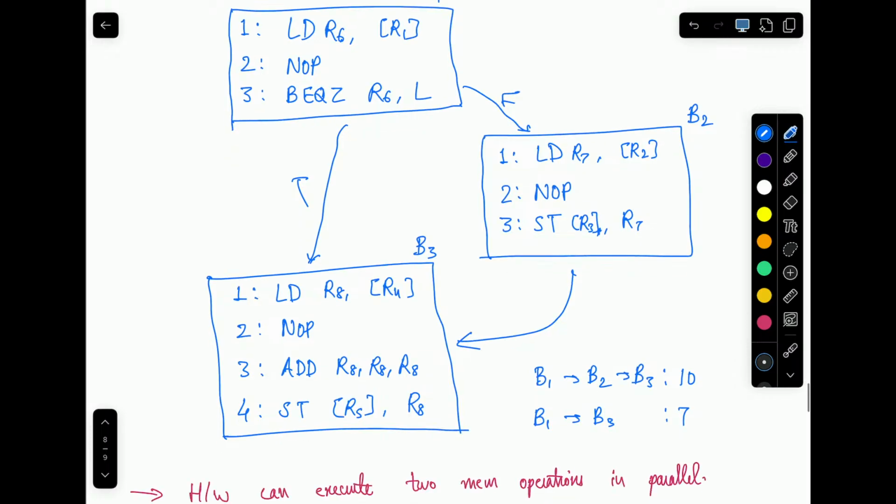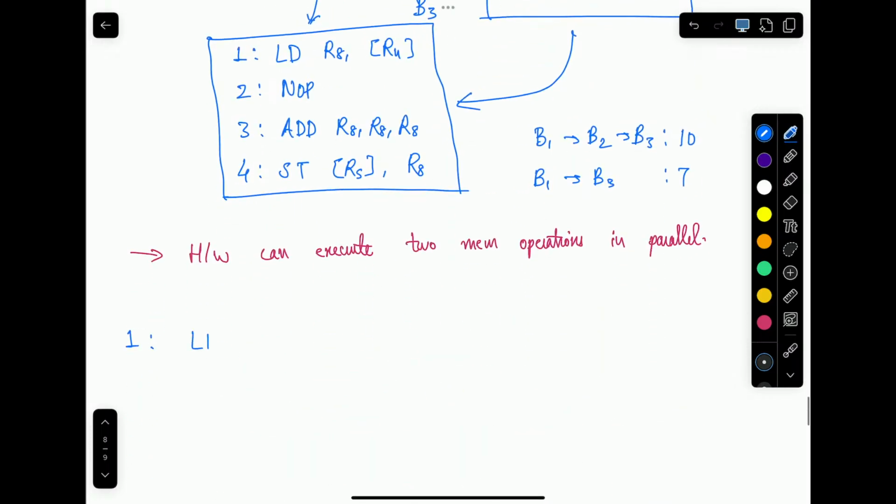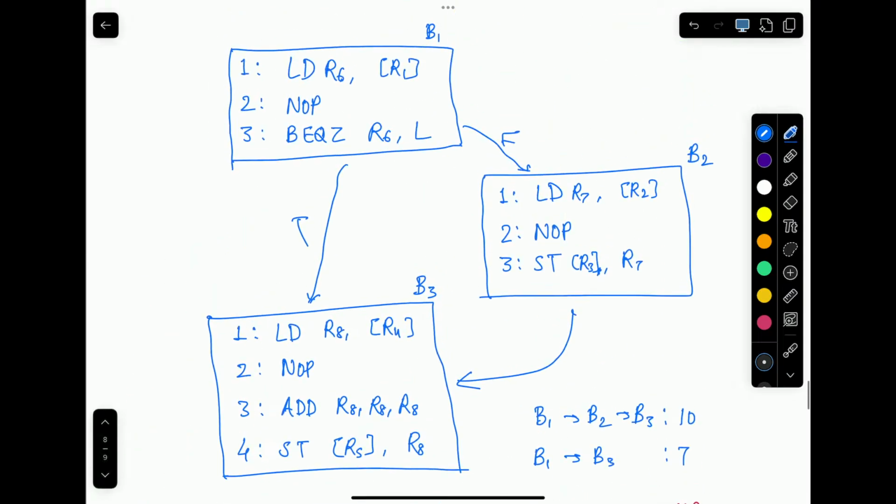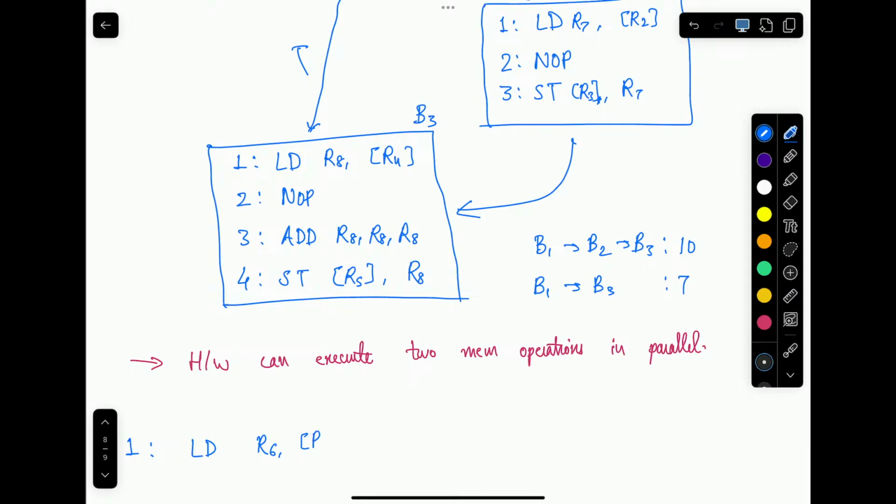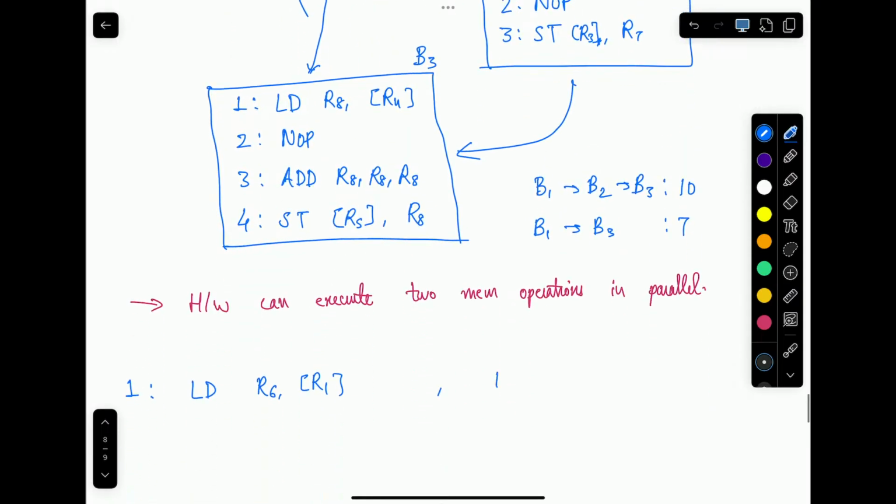Let me take one load from B1, load R6 and R1, and let me also schedule another load here from B3, because there is no real order required to be maintained between B1 and B3. So let's say this is my first cycle of the newly constructed basic block B1. I have pulled one instruction from B3 into B1 already and put it into the first cycle.